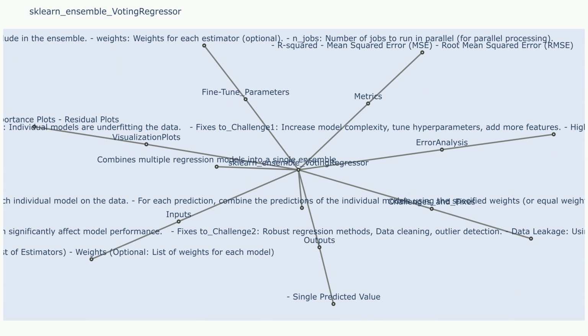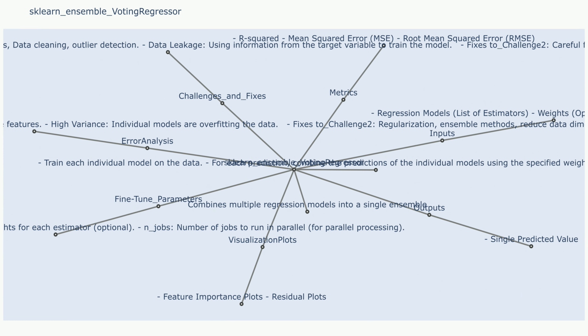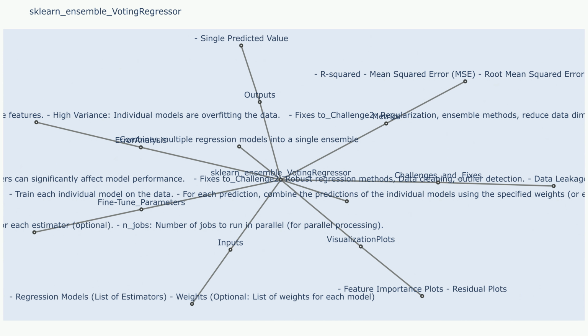Visualization plots. Residual plots. Residual plots visualize the difference between predicted and actual values. This can help identify patterns in the errors and assess the model's assumptions. Feature importance plots for some models, e.g., random forests. Feature importance plots can be generated to understand the relative contribution of different features to the prediction. Learning curves. Learning curves can be plotted to assess how the model's performance changes with the amount of training data.